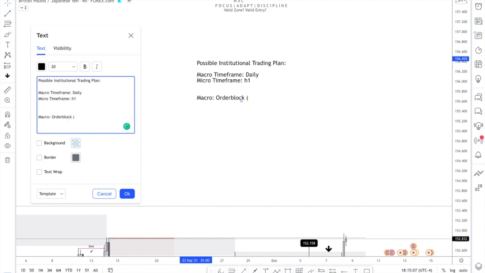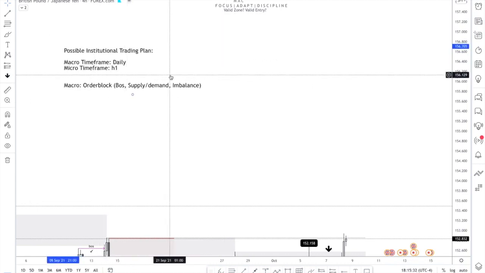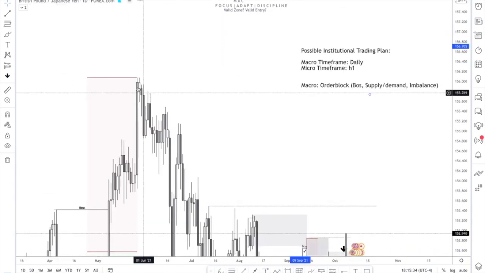Okay, something that is responsible for breaking structure, last buy before the sell, last sell before the buy, somewhere where supply and demand comes into the market. Also, we want some imbalance or inefficiency to also be created, right? So that is what you're going to be looking for on your daily time frame, okay, on your macro time frame.